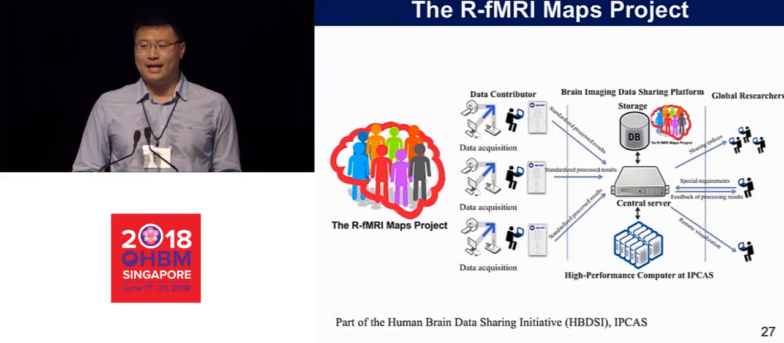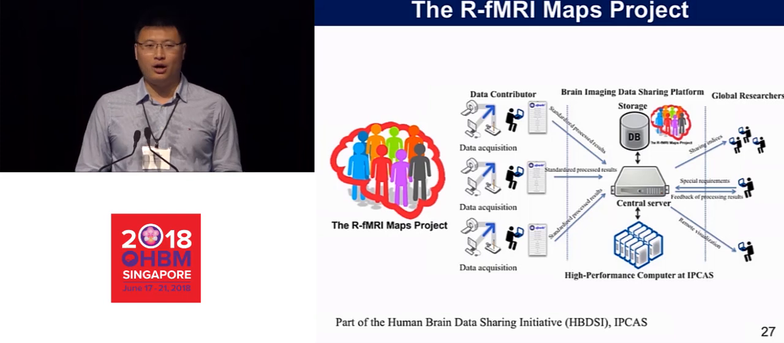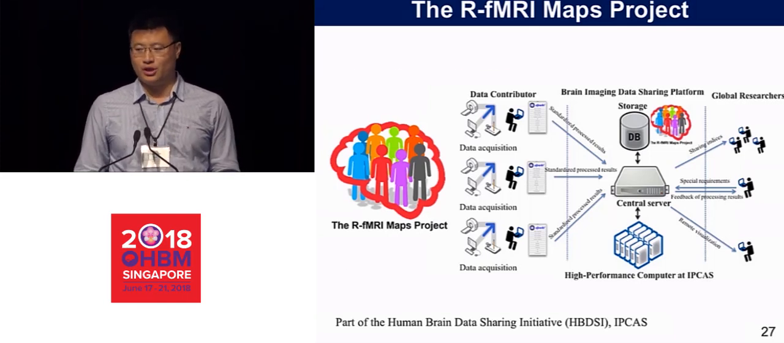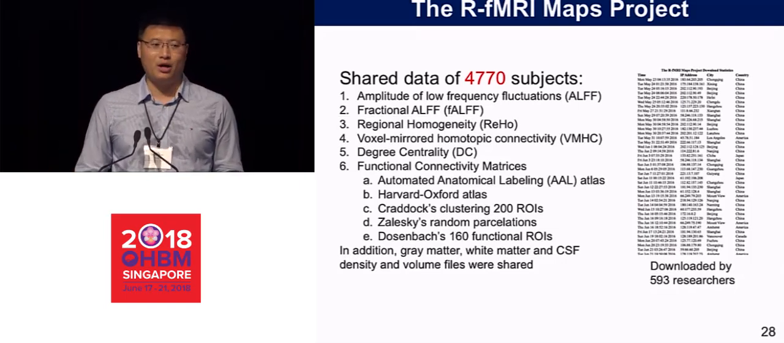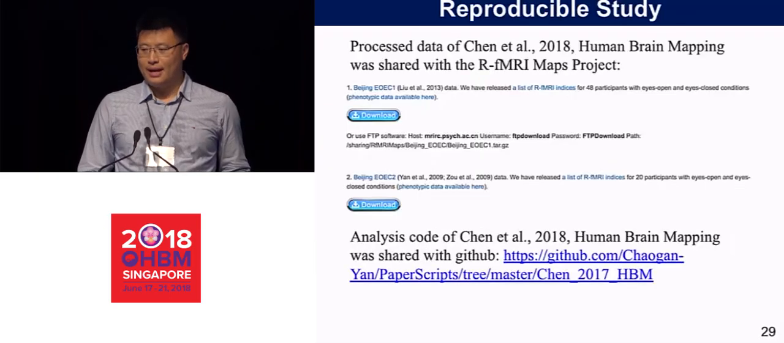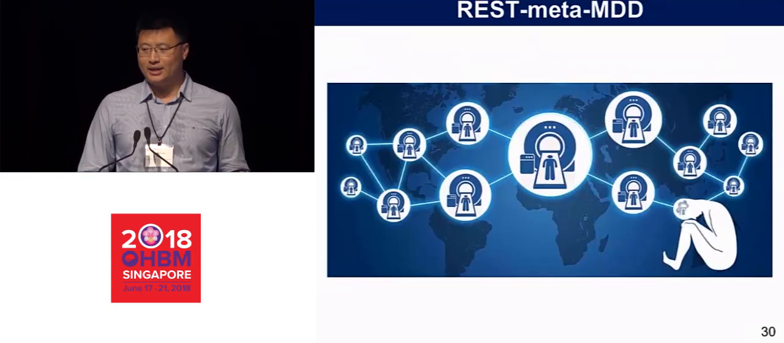So one step toward that direction, we launched the R-fMRI project. We have a software called DPABI. There are a lot of users. So users use DPABI to use a standardized processing protocol, process the data, and share the final maps to the project. And this is shared to all the global researchers. We already shared 5,000 subjects and downloaded by 600 researchers. And some people have already published papers. And as a reproducible study, we shared all the maps of this study, and we also shared all the code on our GitHub.